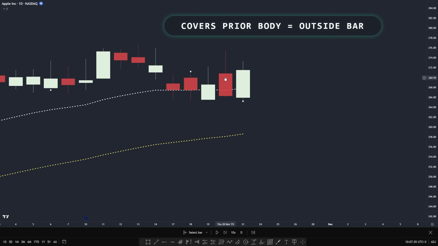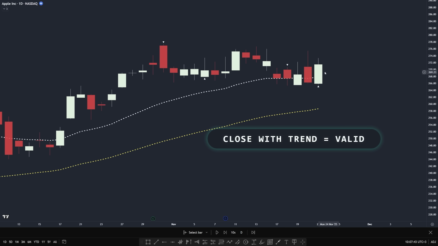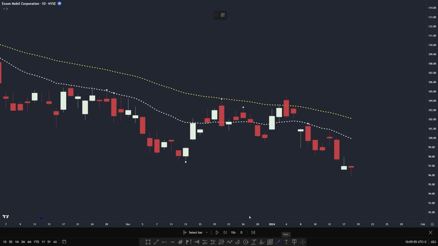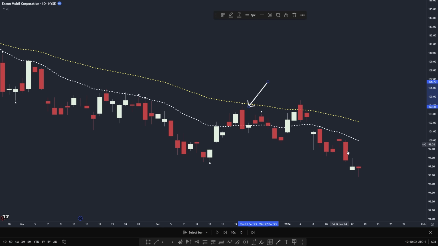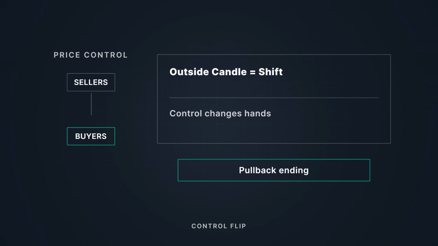It must dominate the body of the prior candle. In an uptrend pullback, you want the outside bar to close bullish. That means it closes in the direction of the trend. In a downtrend pullback, you want it to close bearish. Again, in the direction of the trend. This candle matters because it shows a shift in control. That tells you the pullback may be ending.